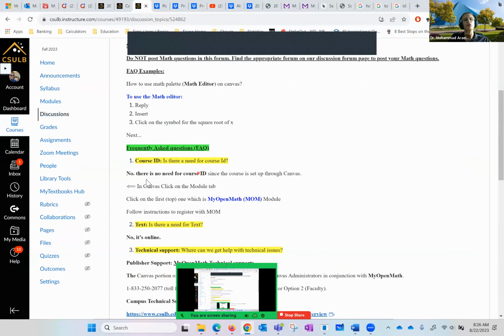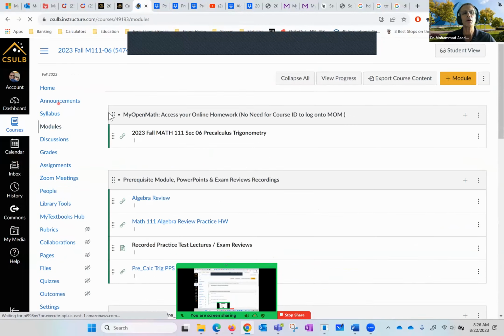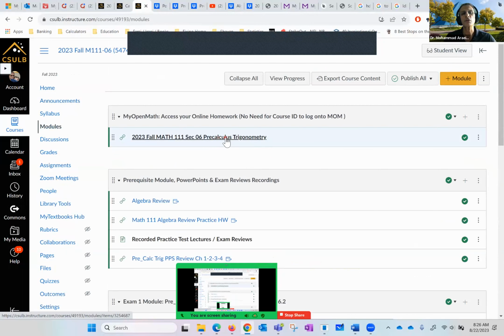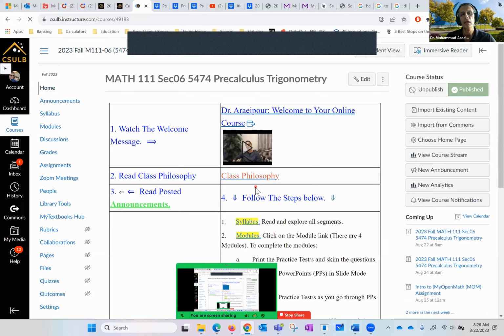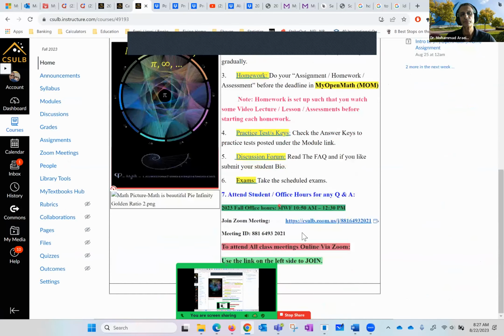Do I need a course ID? No, there is no need for a course ID. Why not? Because in order for you to register for My Open Math, you go under the module and you click on this and you start registering. That's all. So going back to the home page, we covered everything. And as I mentioned, here are the office hours posted here.